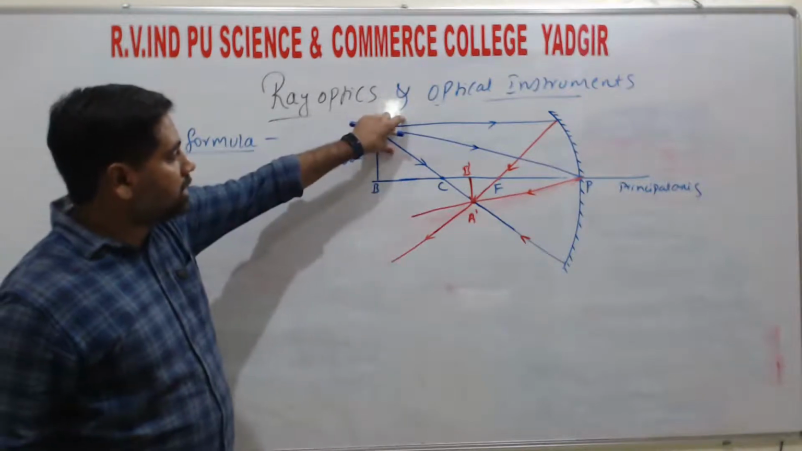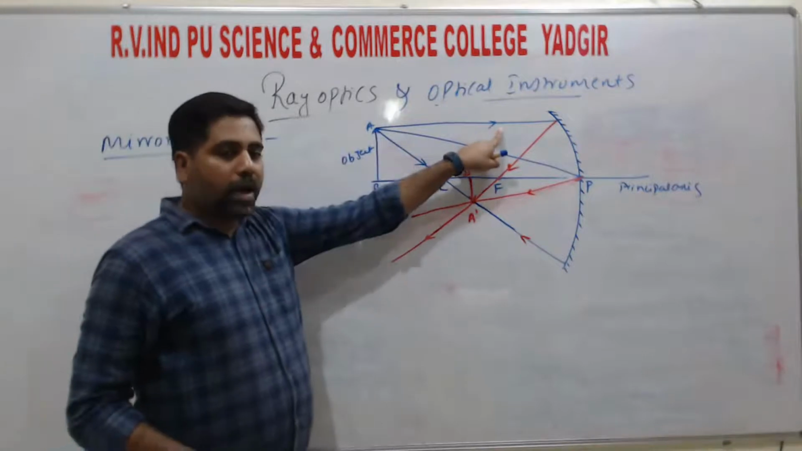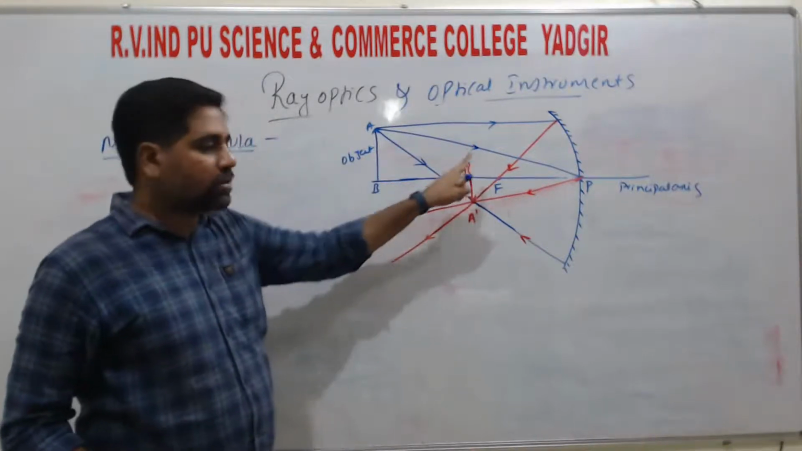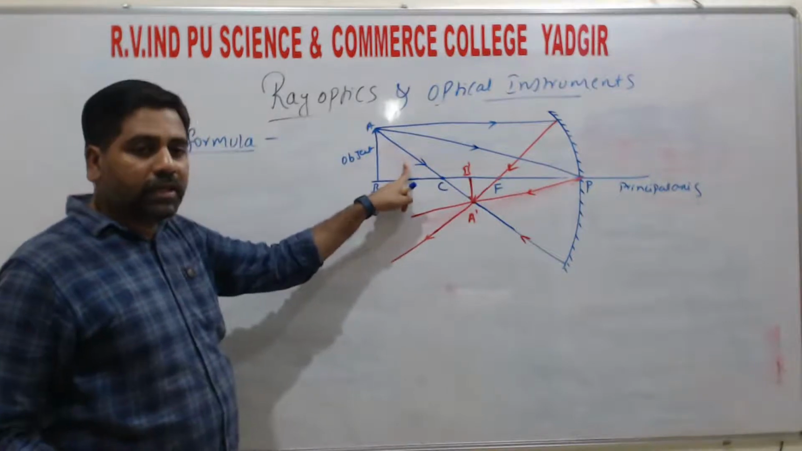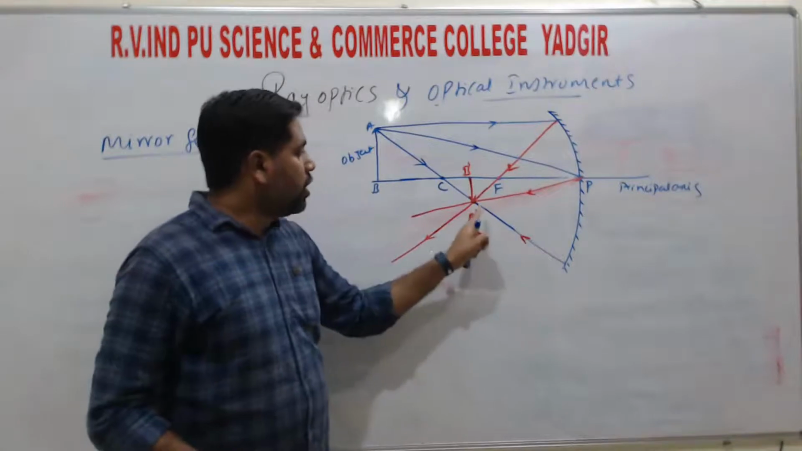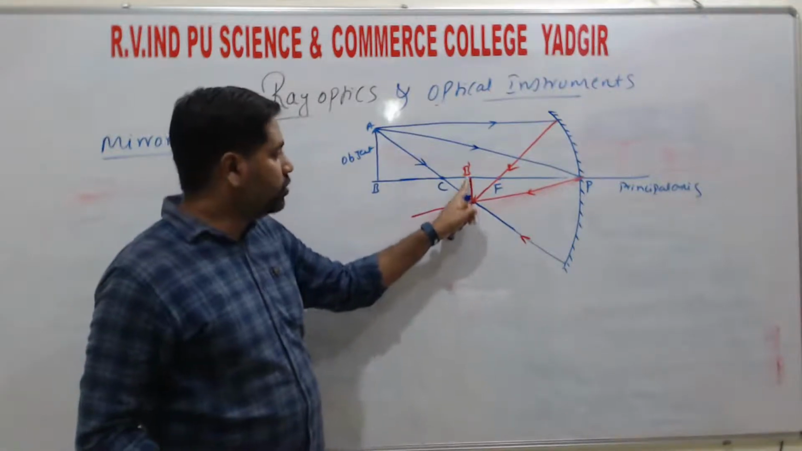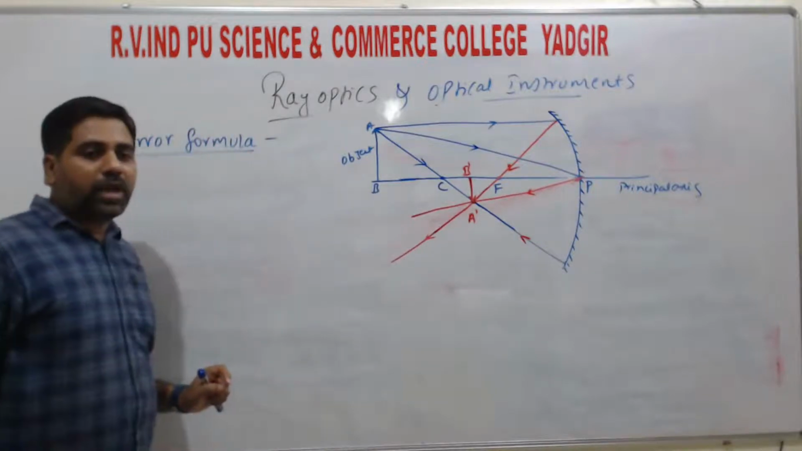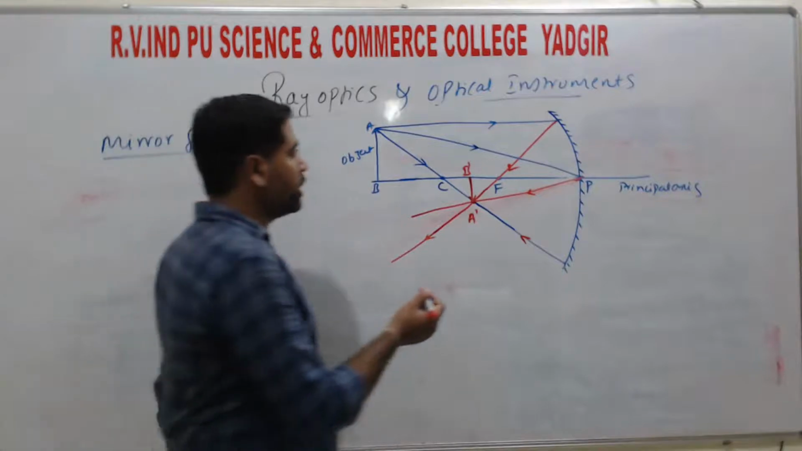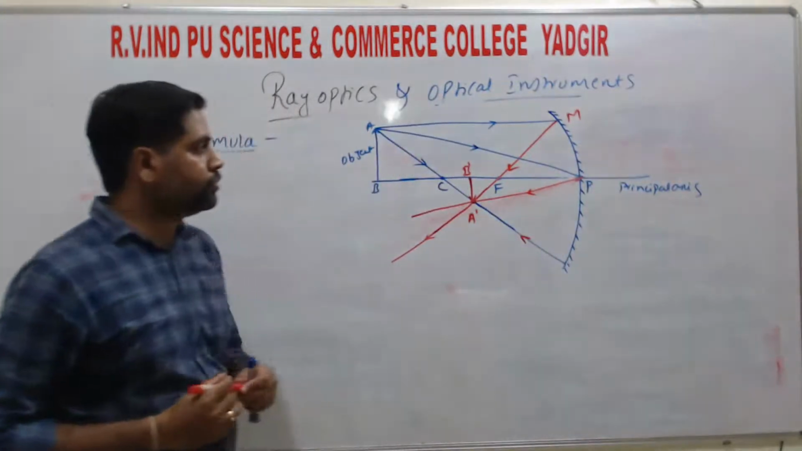So here we considered three rays. One is passing parallel to the principal axis, the second one falls onto the pole, and the third one passes through the center of curvature. After reflection, all three rays converge at a point. The convergent point gives the image of the object AB, right? Naming this point as M, right?